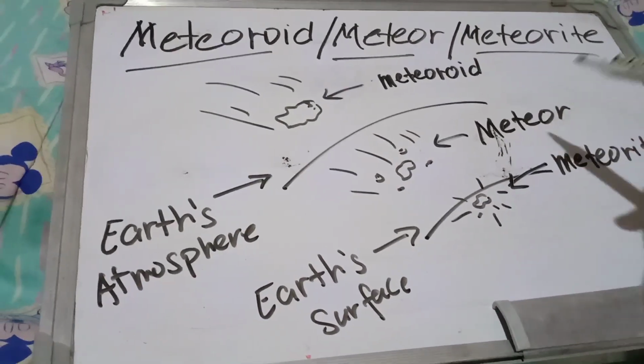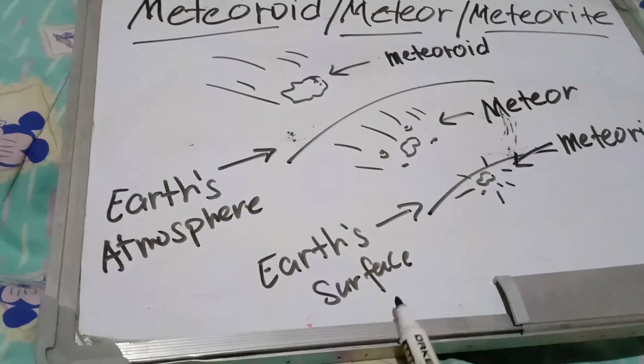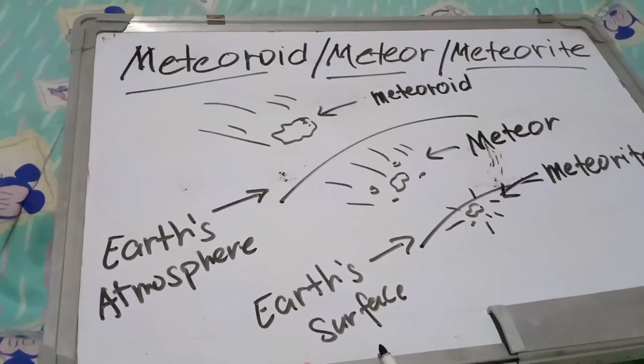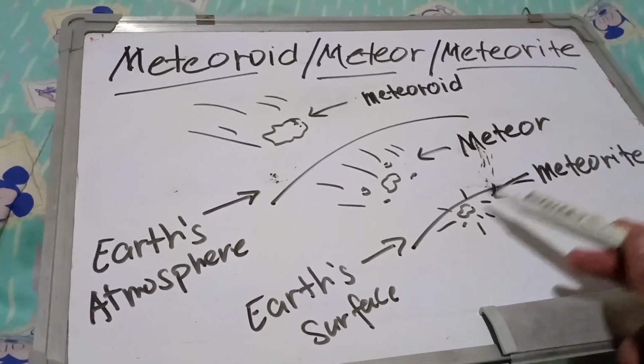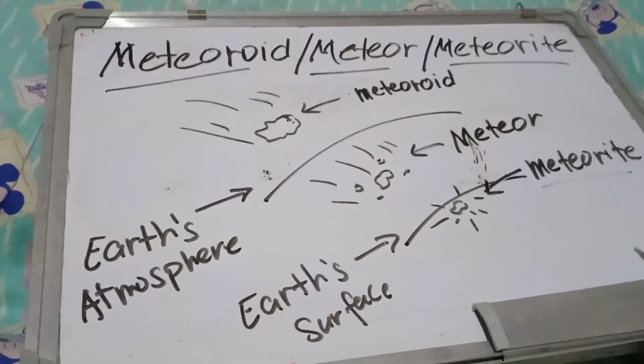Okay? And, ito pong line na to, okay? This is the Earth's surface. Okay? Yung ground, lupa ng ating planet. Okay? So, when the meteoroid reaches the Earth's surface, yun po yung tinatawag po nating meteorite.